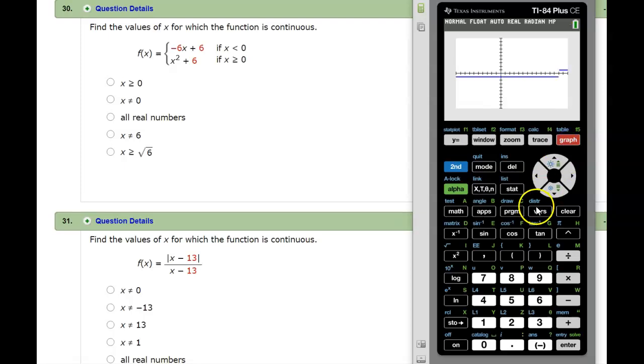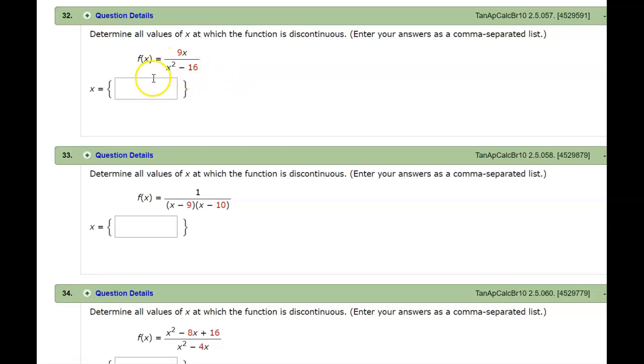If we graph, we can see now the jump in the graph. So using your calculator to help you see what the discontinuities are, you have to make sure that you include the place where the discontinuity is. And there's a problem at 13. They've already put the braces in, indicating you have a solution set here. They want you to separate your answers with a comma.